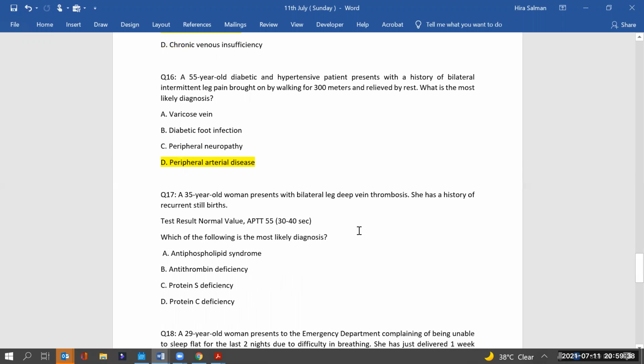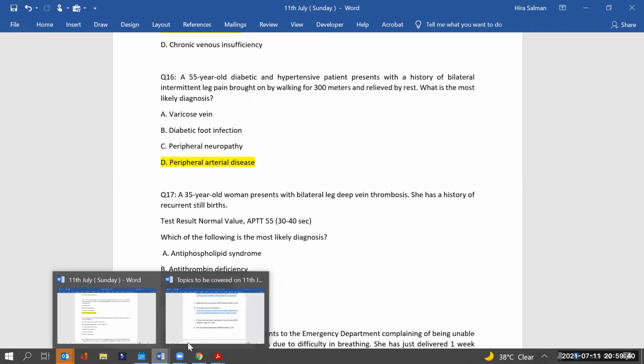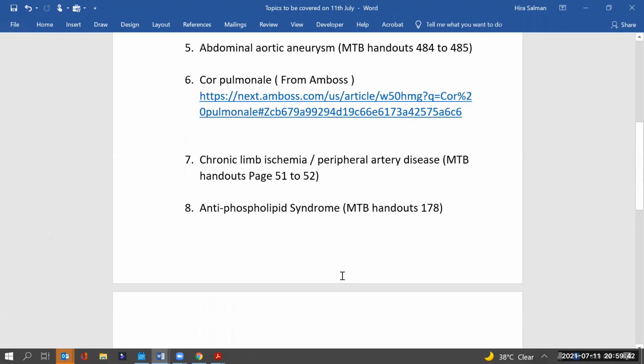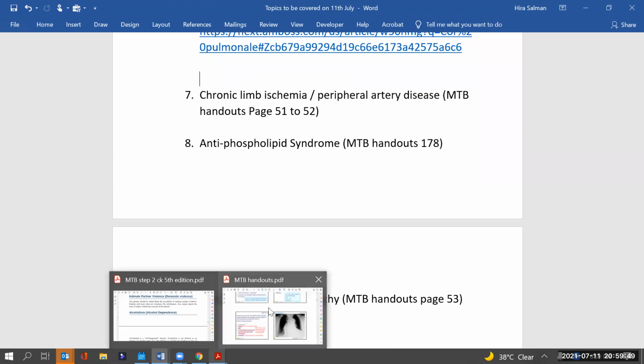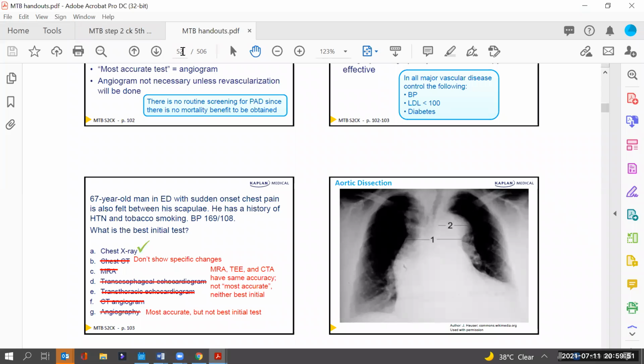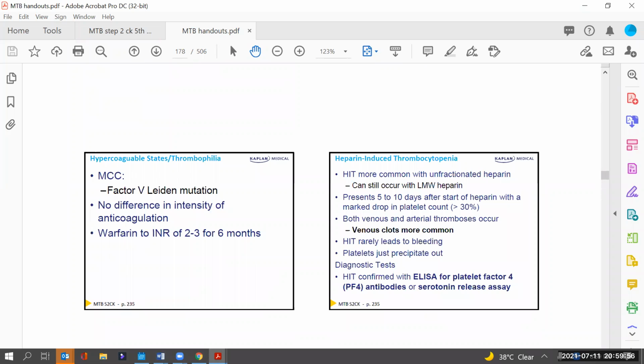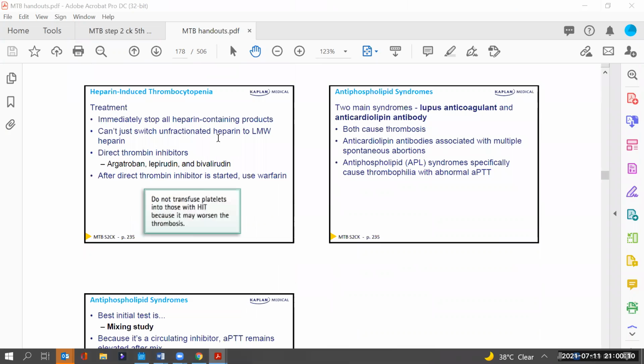Okay. So for the next one, we have to go for the theory first. We have this APTA, antiphospholipid. Yes, doctor, you're saying something? 178. Okay. So can I just mute you for a while and you can unmute yourself later? Okay.